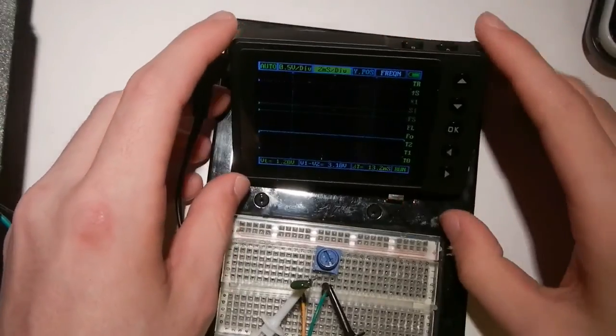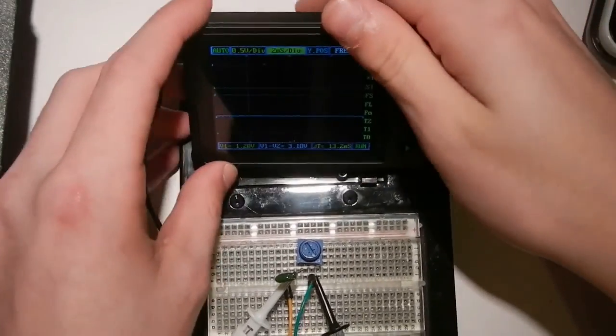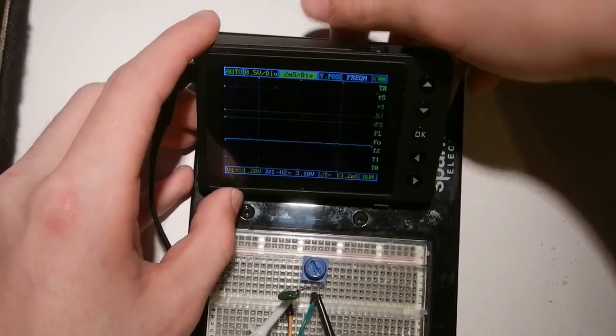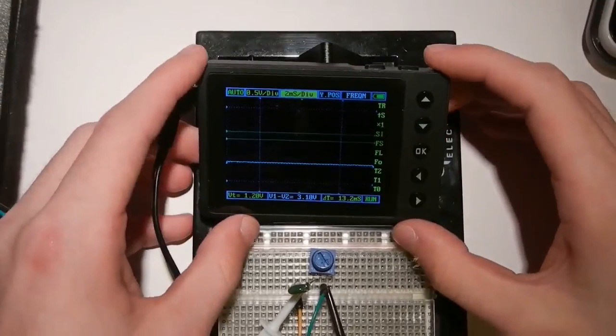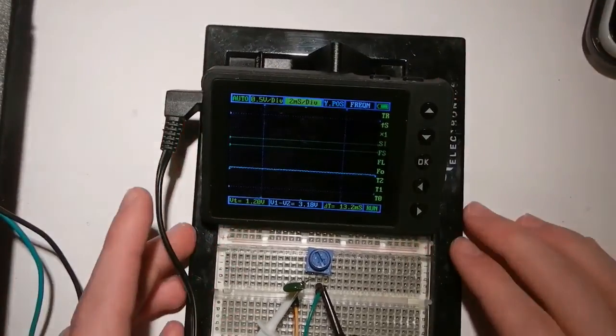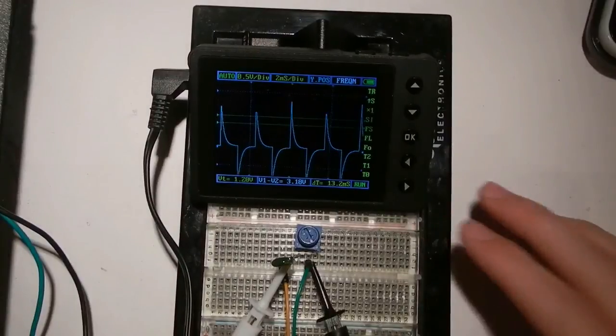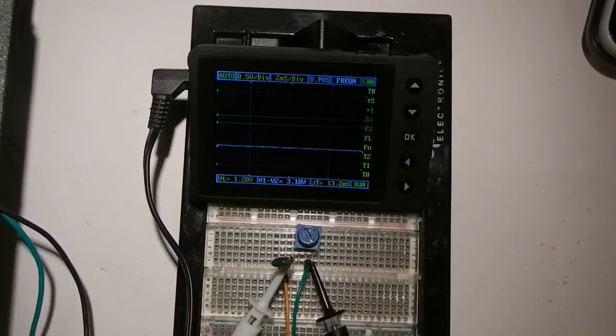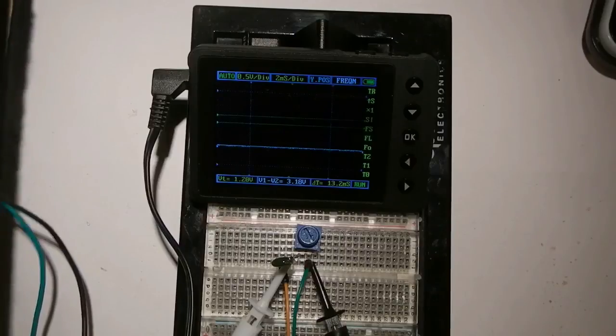Now as I try to make sure that I don't destroy my circuit. There we go. Okay, getting a little ahead of myself.